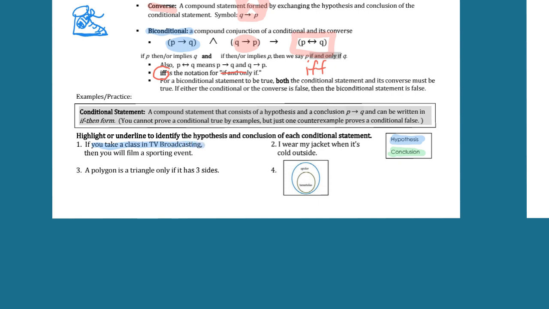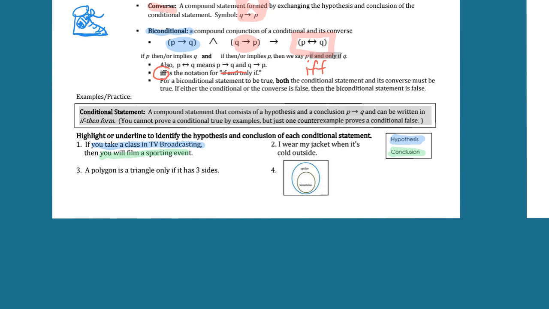Well, then what? Well, then your result is, again, don't use the word then, you will film a sporting event. So the conclusion excludes the word then. So take a class, and as a result, you will film a sporting event. So P then Q. P would be take a class, Q would be the result: you'll film a sporting event. Okay, let's try the next one.